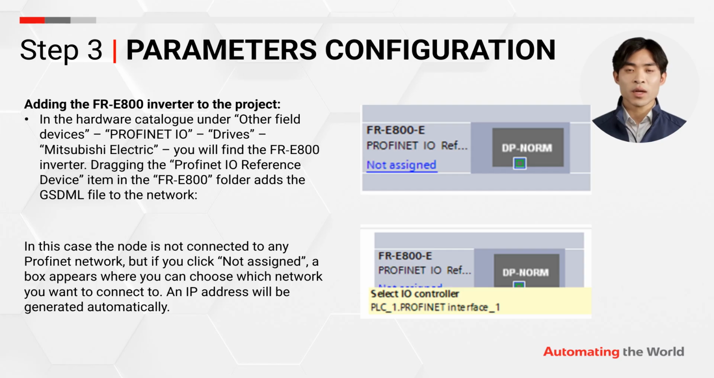In the Hardware Catalog, under Other Field Devices, you'll find Profinet I/O, drives, Mitsubishi Electric and FR-E800 inverter. By dragging the Profinet I/O reference device element from the FR-E800 folder, the GSD file is added to the network. Although the node isn't yet connected to any Profinet network, clicking on Not Assigned, highlighted in blue, brings up a menu to select the desired network. An IP address is generated automatically.